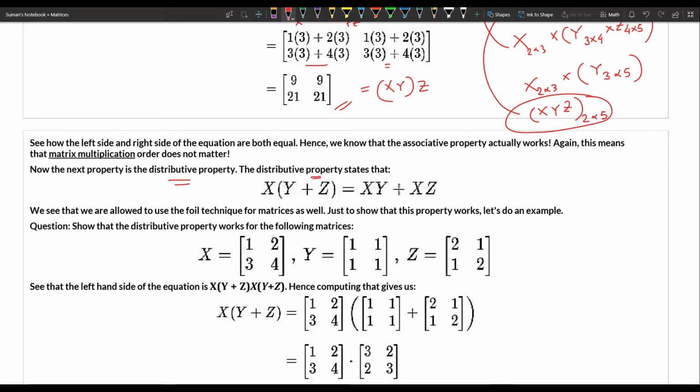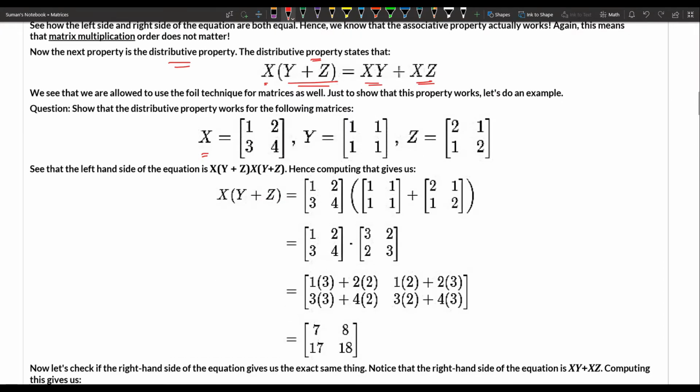The distributive property says that x into (y plus z) is equal to xy plus xz. Suppose the same x is equal to 1, 2, 3, 4, y is equal to 1, 1, 1, 1, and z is equal to 2, 1, 1, 2. So at first x into (y plus z). We are adding y and z. So 1 plus 2, that is 3. 1 plus 1, that is 2. 1 plus 1, that is 2, and 1 plus 2, that is 3. So after y plus z we are getting 3, 2, 2, 3.